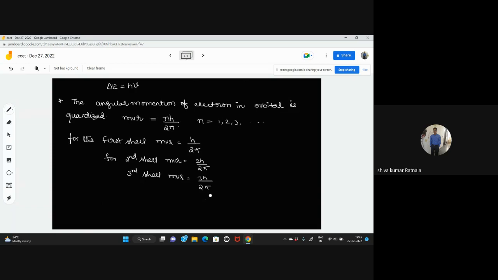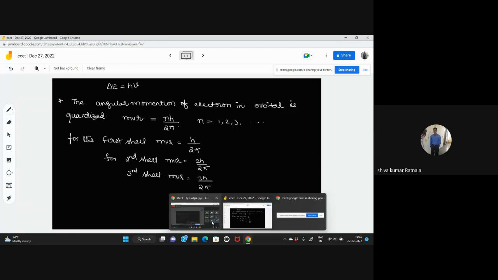Sir, why does this quantization take place? The first cell means K, the second means L, in that format only, sir? Yes. Why the angular momentum is quantized was not explained. We will discuss how this comes. So this is about the Bohr's theory. Have you understood, students? Yes, sir.